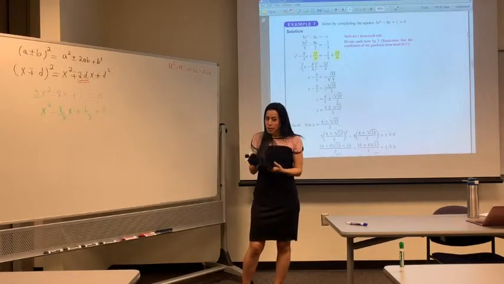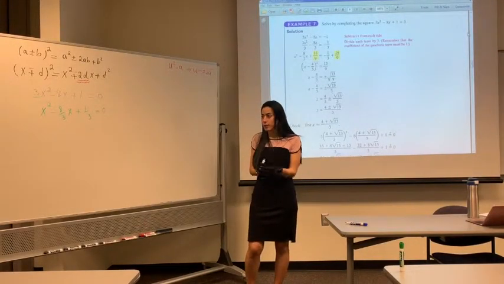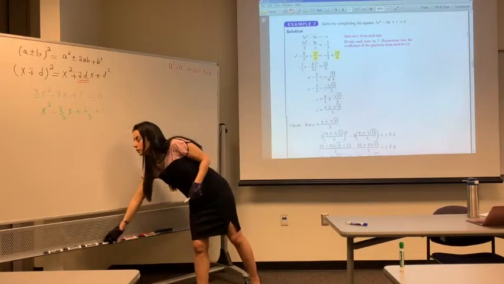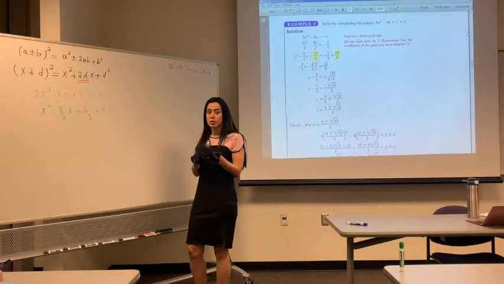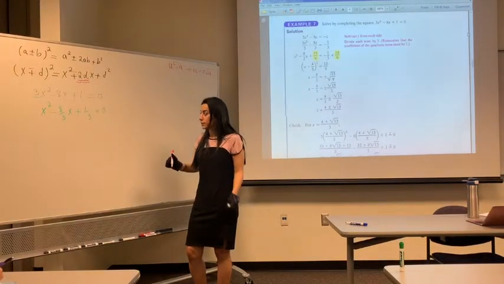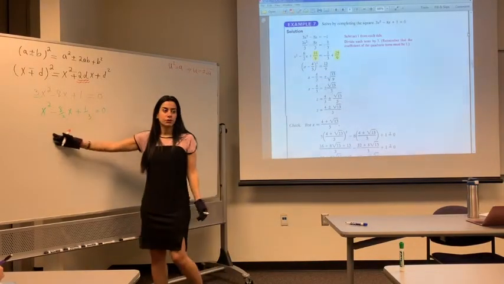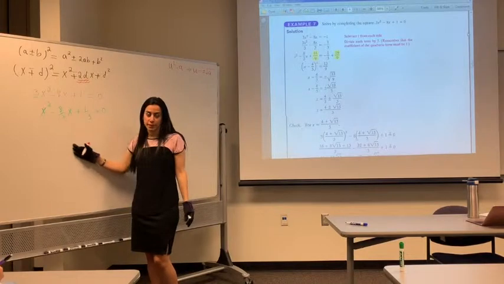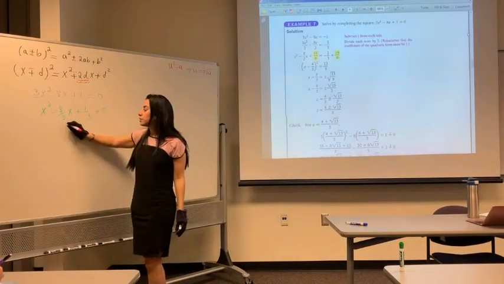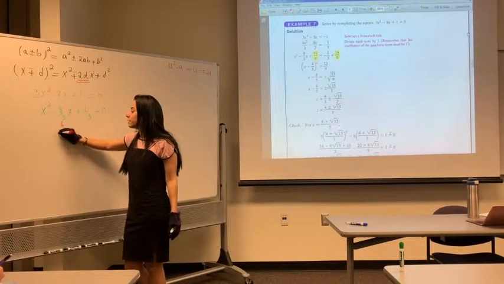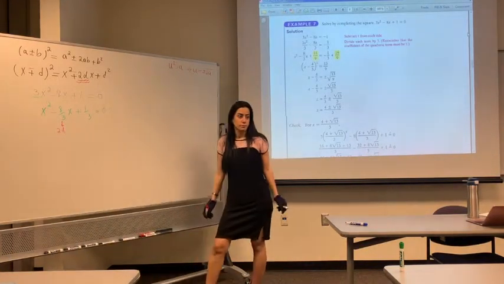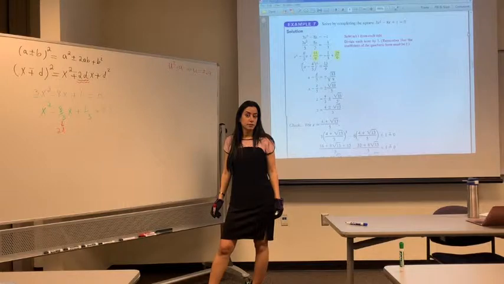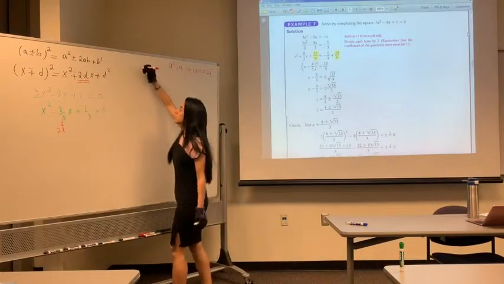This is a little bit more difficult than the previous one, but as long as you know what we did before, you definitely can understand it. So we have this form and we want to use completing the square, right? So this number here should be 2d. Okay? So let's solve this.